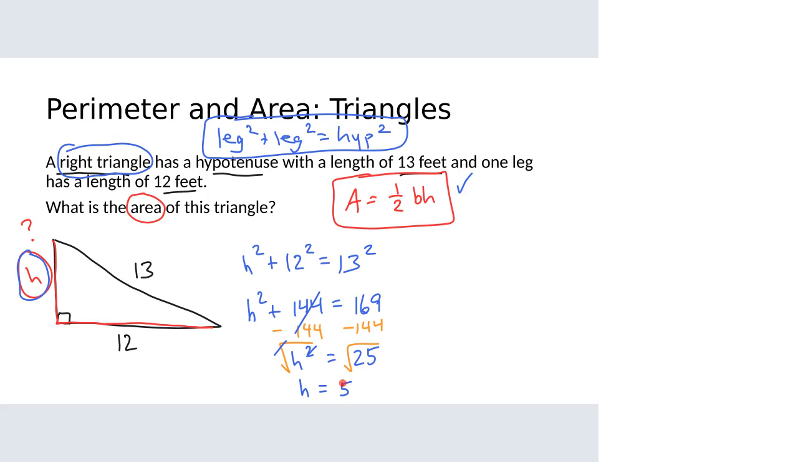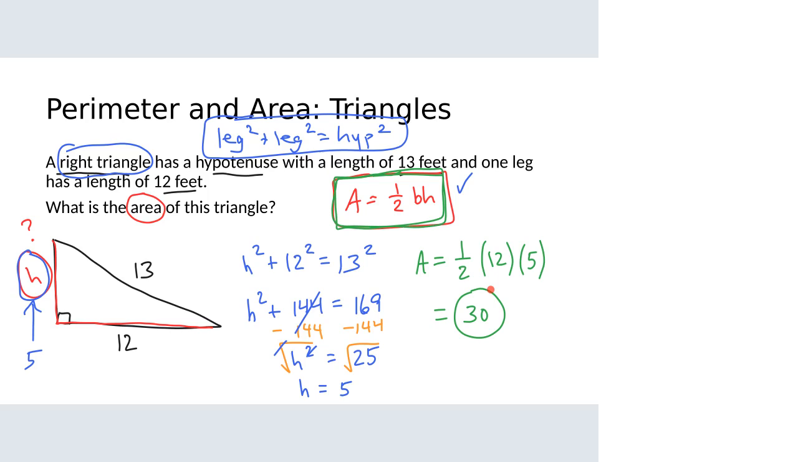But I'm not. All I've done is find out that h here has a length of 5. What I still need to do is go find the area of this triangle. I love this question. The area of this triangle is 1/2 times the base times the height. And multiplying those together, we'll have 1/2 times 12 times 5 is 30. So the answer that we get to after all of that is 30.